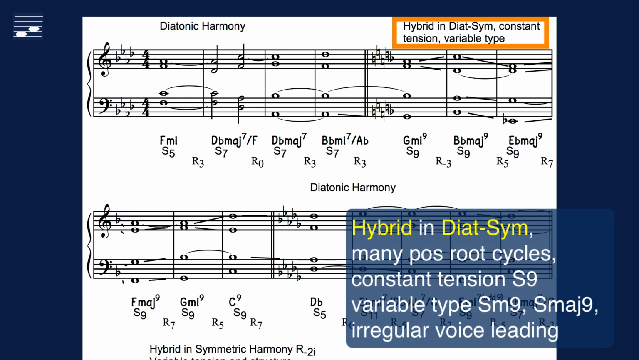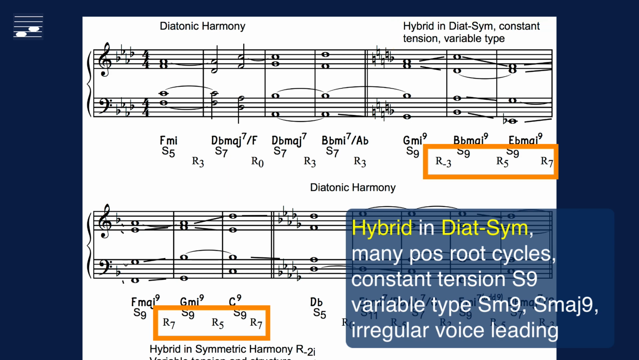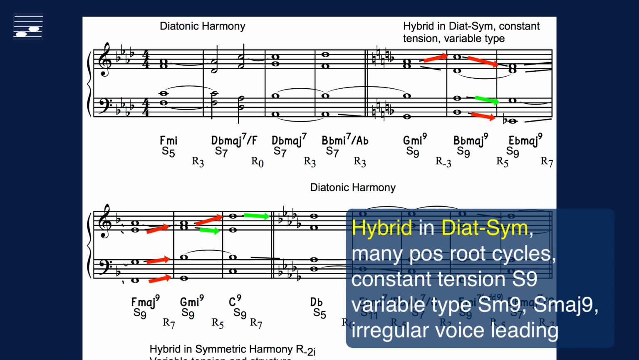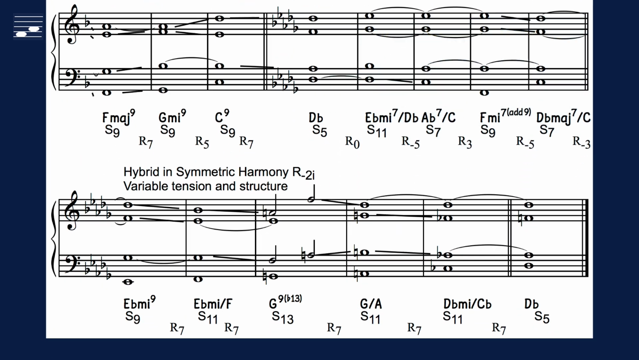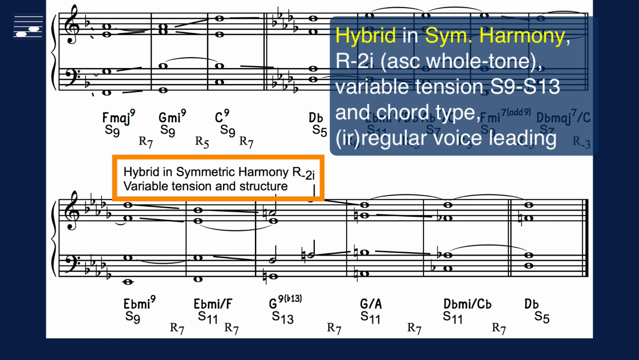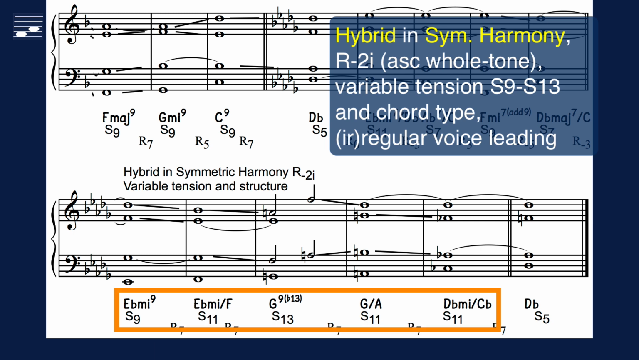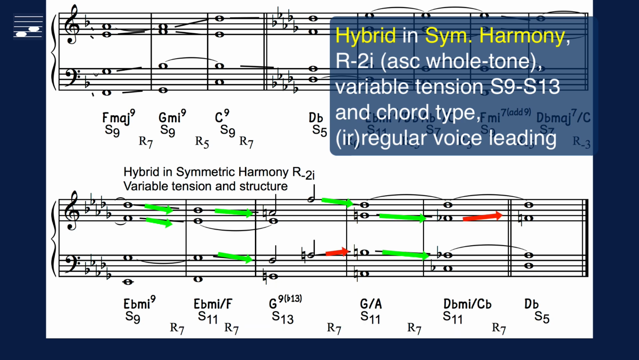The first hybrid harmony section is in the diatonic symmetric system, with constant tension S9, variable chord types minor and major ninth chords, and non-smooth, irregular voice leading. Then there's hybrid 4-part harmony in the symmetric system, with a set of roots along an ascending whole tone scale. Now we have variable tension between S9 and S13, and a more regular voice leading.